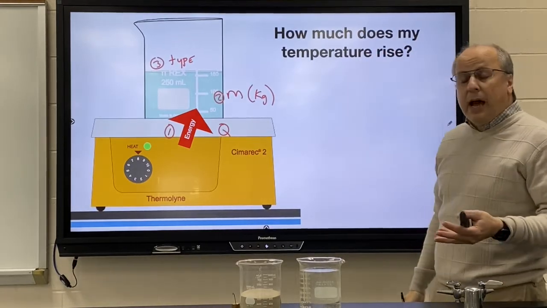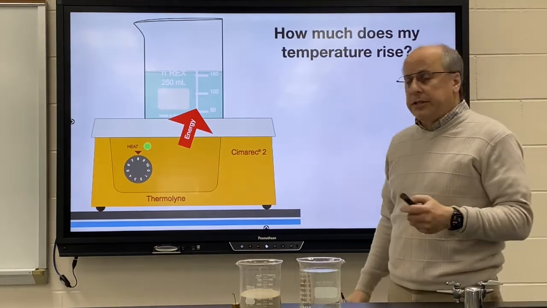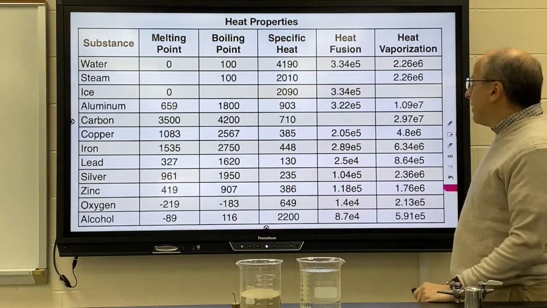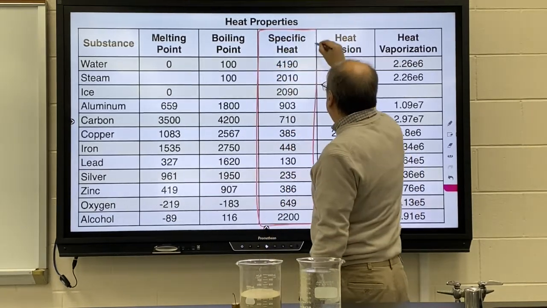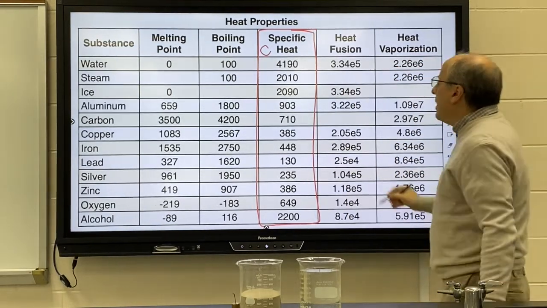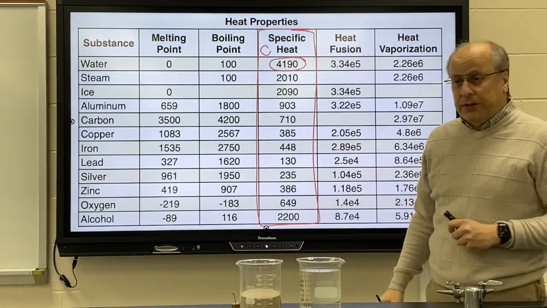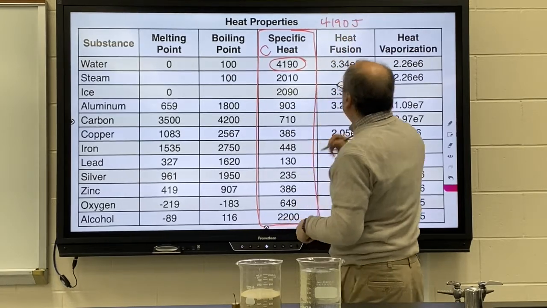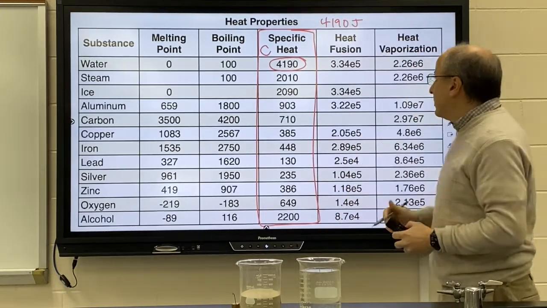Some materials get hot real quick and other materials are going to take a little bit longer to change temperature. On your reference sheet, if you can find your thermal reference sheet, you want to be looking at this column that mentions specific heat. Specific heat goes by the letter capital C, and bigger numbers mean it's harder to change the temperature. So for water, it takes 4,190 joules to make the temperature of 1 kilogram go up by 1 degree Celsius.